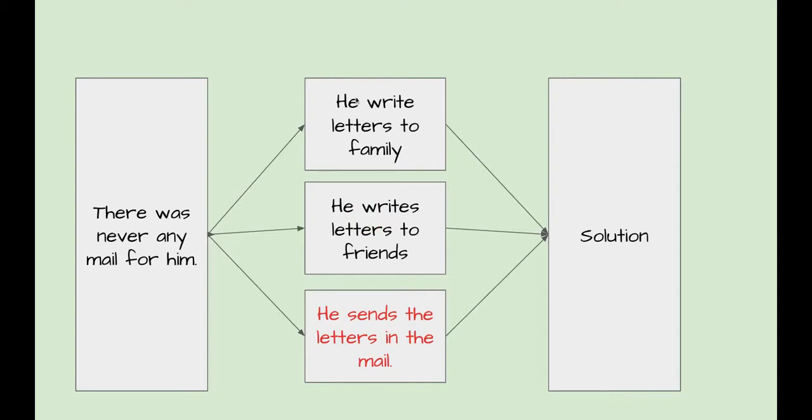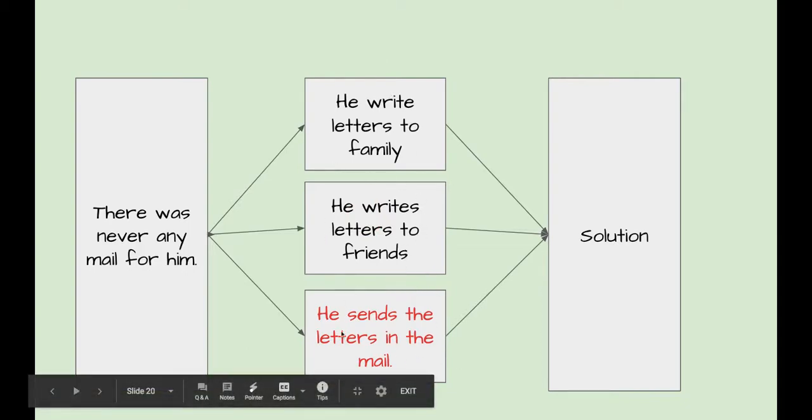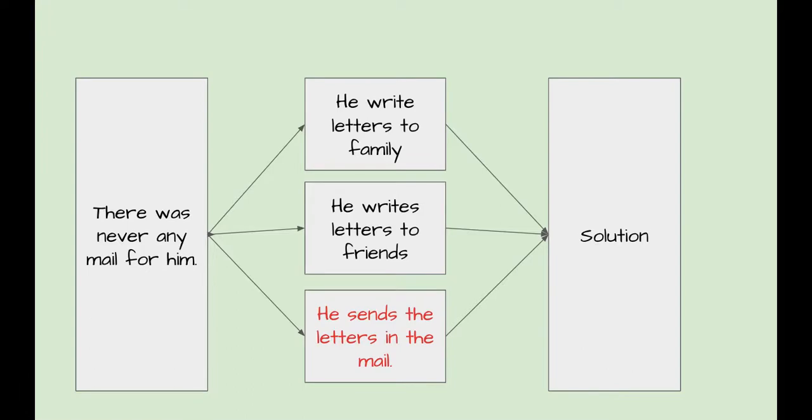So he writes letters to family, he writes letters to friends, and he sends the letters in the mail. These are the steps he's taking to solve his problem of there never being any mail for him. Now let's read on to see if it worked.